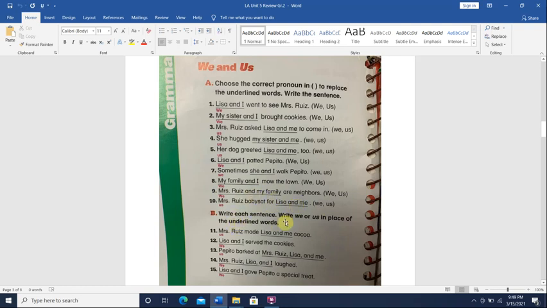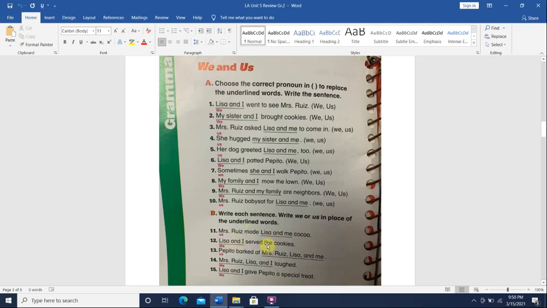Okay, it says read each sentence, write we or us. We will not write the sentence. We will just replace the underlined word with we or us. Okay, so write we or us in place of the underlined words. Mrs. Ruse made Lisa and me cocoa. So the underlined word comes after the verb. We will replace it with us. Mrs. Ruse made us cocoa.